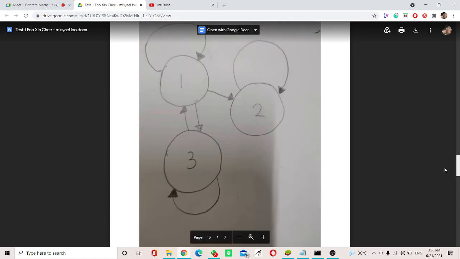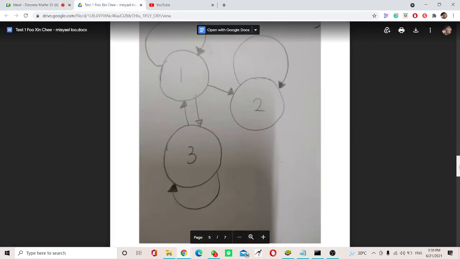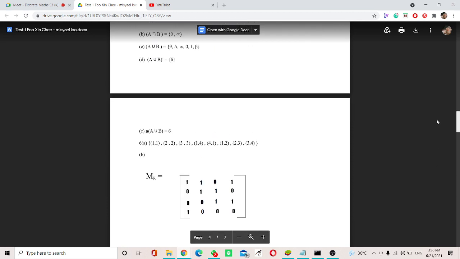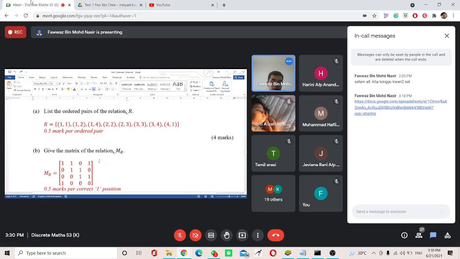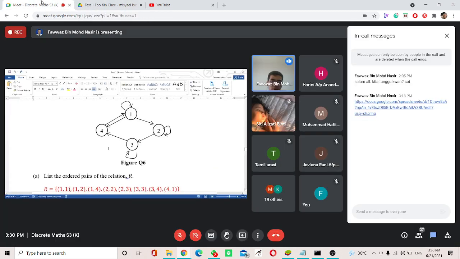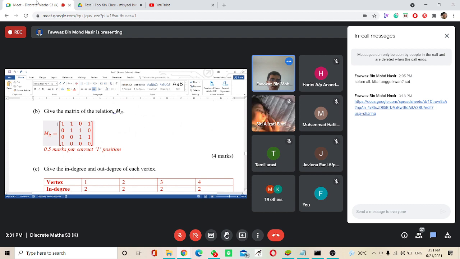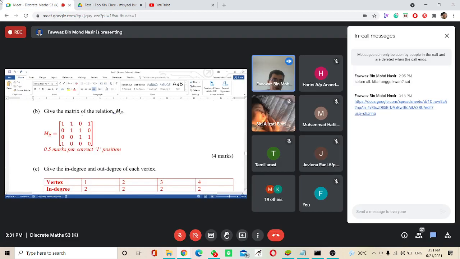Then it says give the matrix of the relation. So for the matrix of the relation, you can either refer to the directed graph to build the matrix, or you refer to the ordered pairs. Okay, so basically we have 4 elements. We have elements 1, 2, 3, 4. So our matrix is a 4 by 4 matrix. So you just list down 1 2 3 4, this 1 2 3 4, 1 2 3 4.